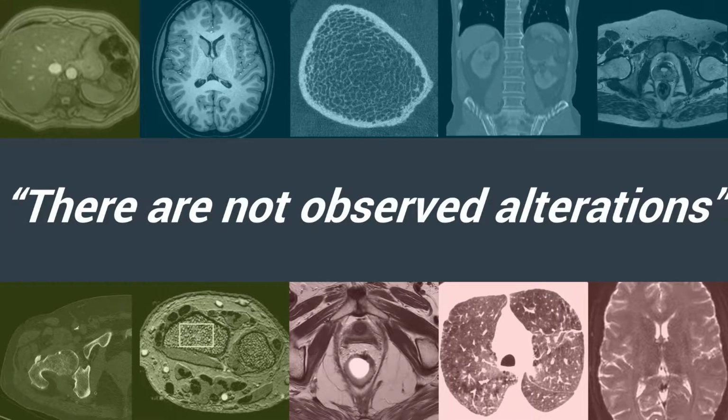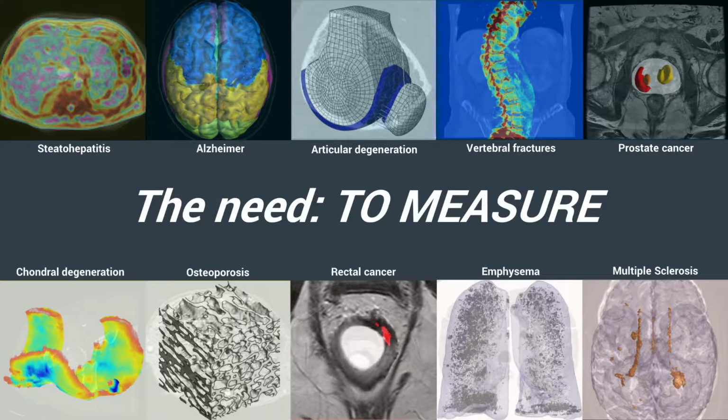So we can think that all these images belong to healthy patients. The diagnosis could be based on expressions like there are no observed alterations, but if we just observe them, we can't see how many alterations there are in these images. However, if we quantify them, if we extract quantitative data from them, we can see that behind all of them, we have a disease. We have a pathology.